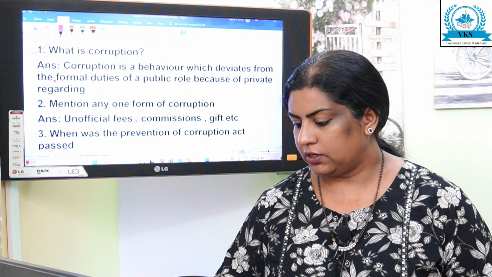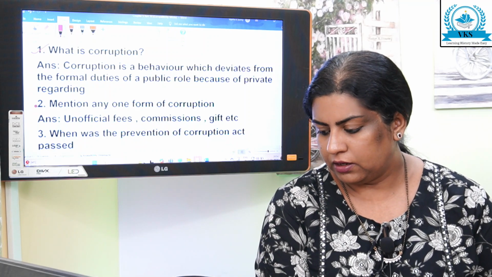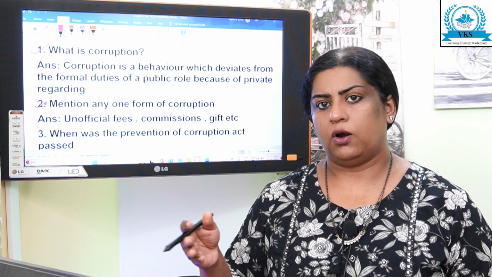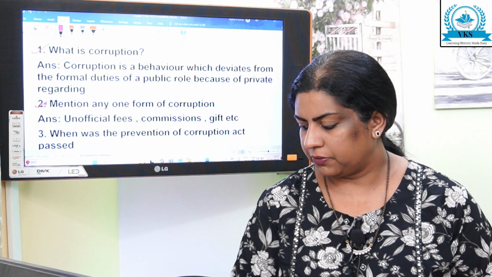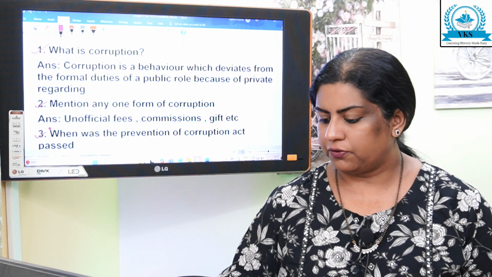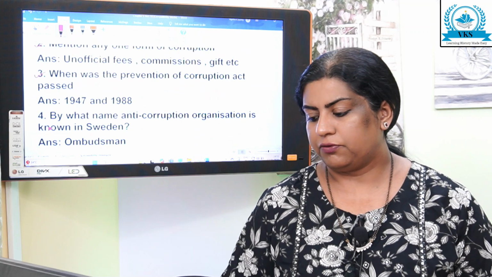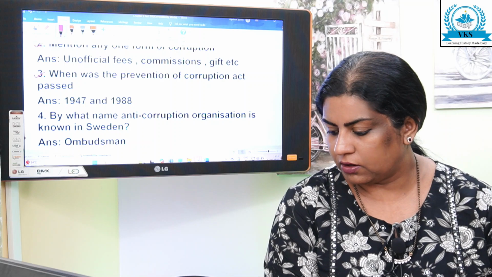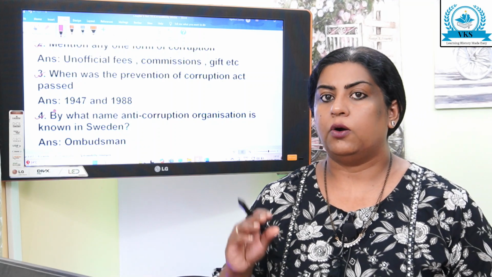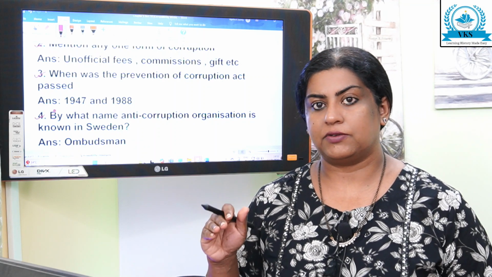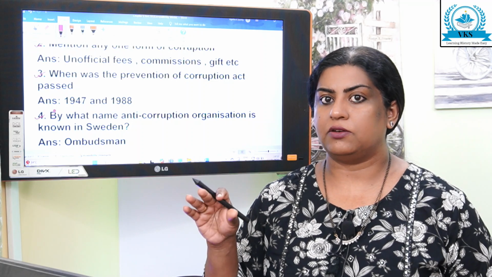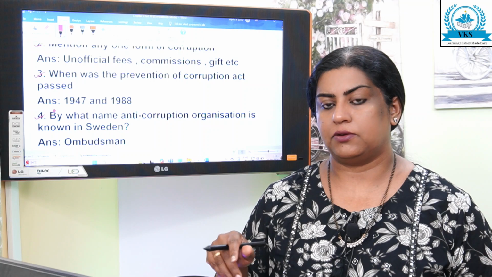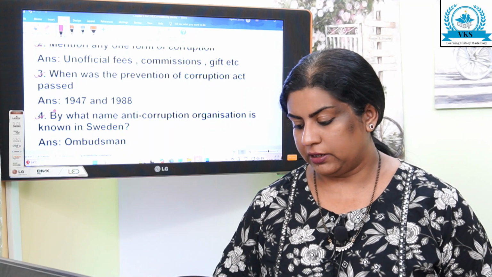Next one, mention any one form of corruption. Unofficial fees, commissions, gifts, etc. Any one you can write. All these are different forms of corruption. When was the Prevention of Corruption Act passed? 1947 and 1988. By what name is the anti-corruption organization known in Sweden? Ombudsman. So, in the beginning of this video, we have seen that an Ombudsman style of institution had to be started in India. So, in Sweden it is called Ombudsman.